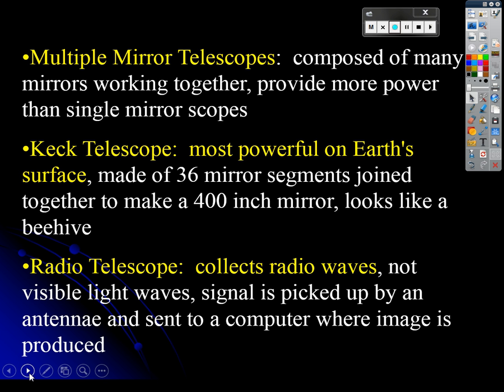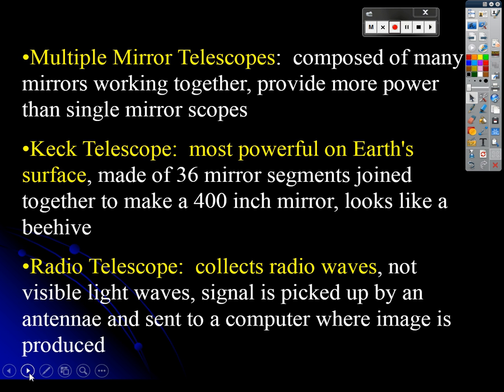Multiple mirror telescopes. There are multiple mirrors that make them up. That's all you need. The Keck telescope is the most powerful on the Earth's surface. Not in space, it is actually on the surface. All you need is what's in yellow with that. It's made of 36 mirror segments joined together to make a 400-inch mirror, and it looks like a beehive.